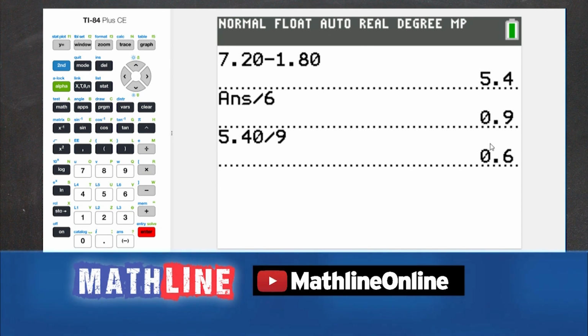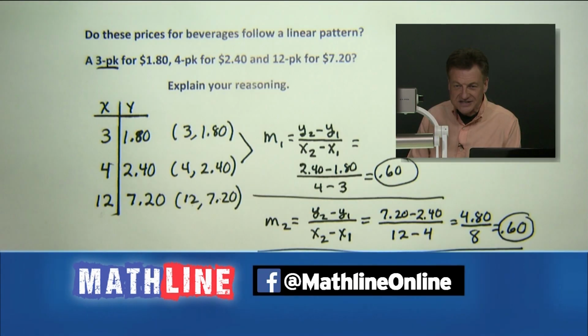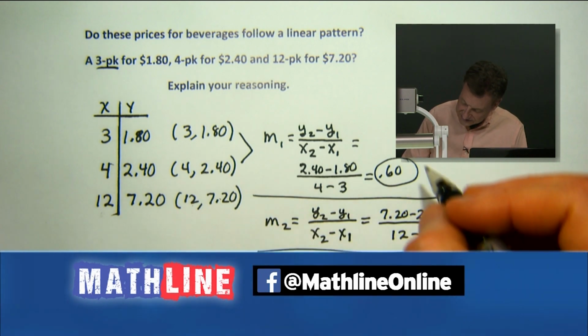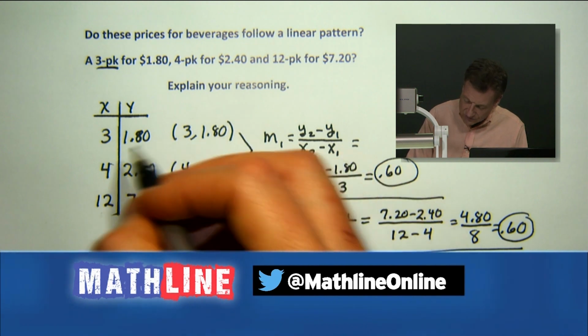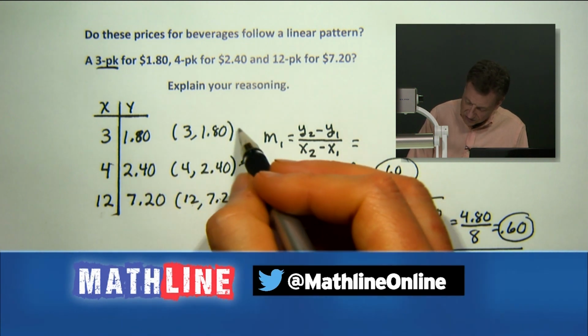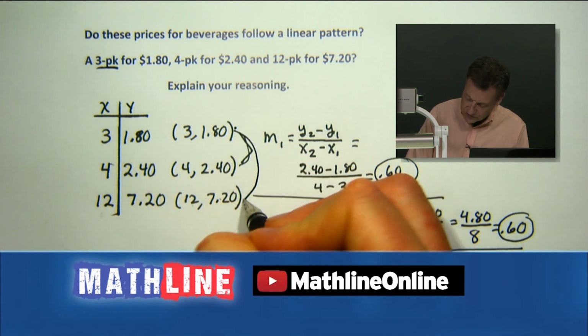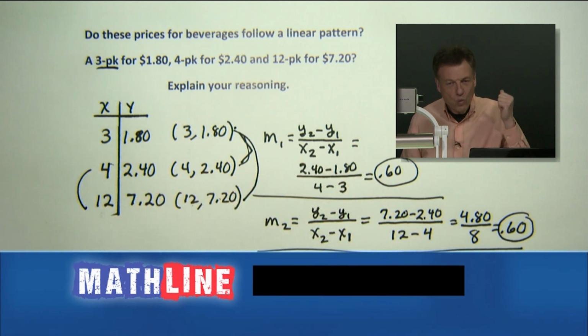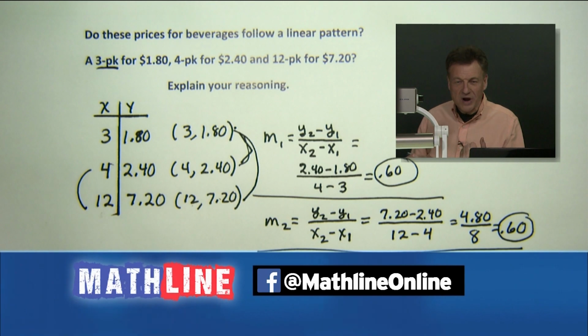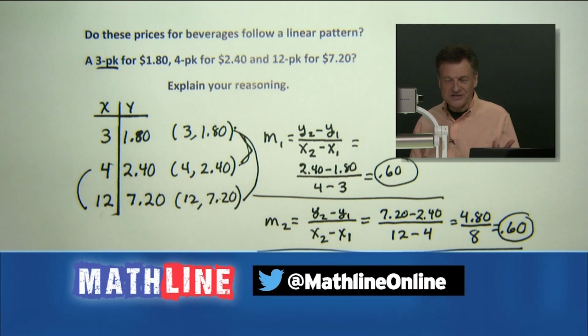So the rate of change is, again, 60 cents. So we've got this 60 cents, 60 cents, and 60 cents. In other words, if we took these two together, we take these two together, or we take these 2 points together, we get the same rate of change, which is, you got it, 60 cents.